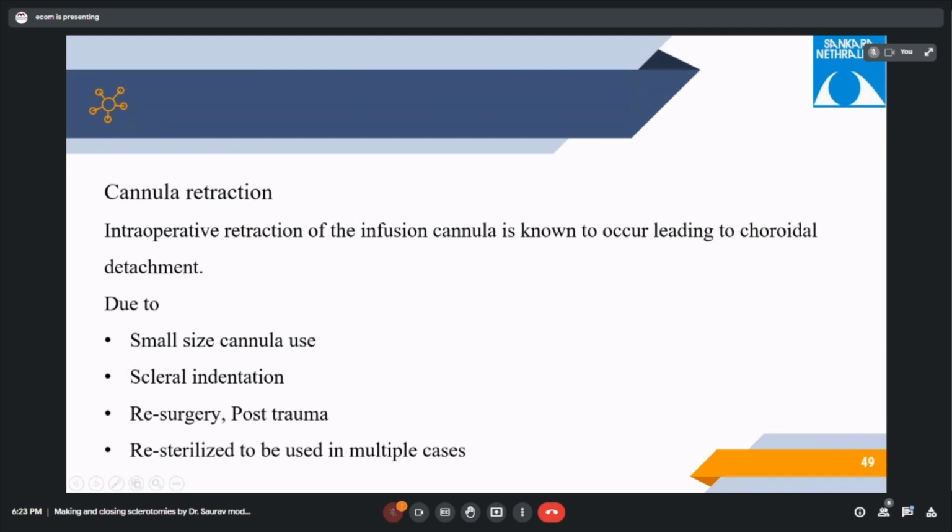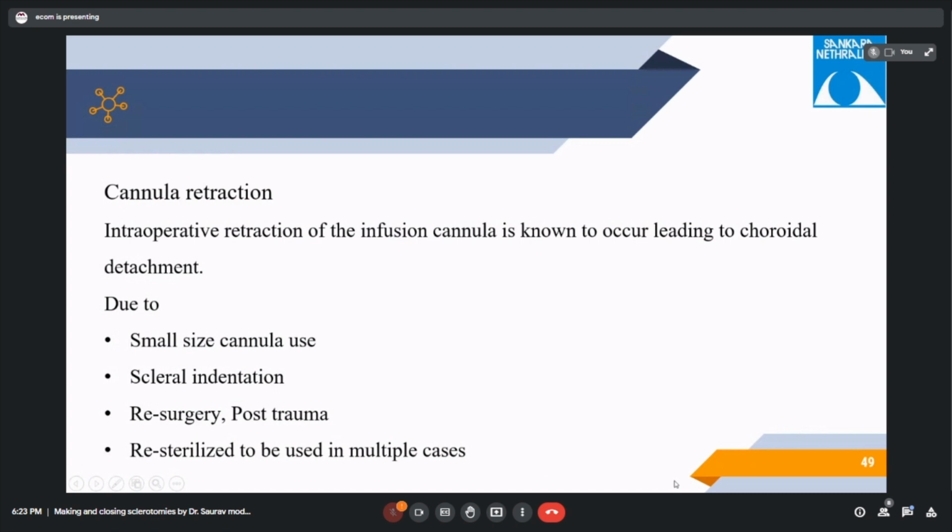Second is cannula retraction. Intraoperative retraction of the cannula is known to occur, and it can lead to several complications. If the infusion cannula is retracted and it goes unnoticed, it can result in choroidal detachment. Usually in a dark environment, cannula retraction goes unnoticed, so one should have a habit to intermittently have a look at the cannulas. Why does this occur?